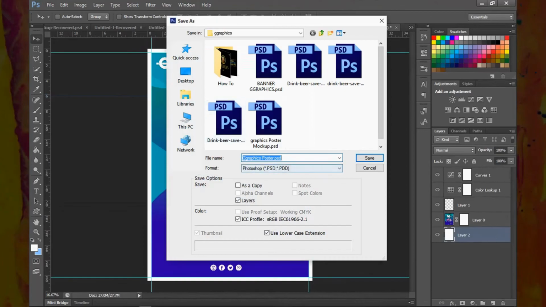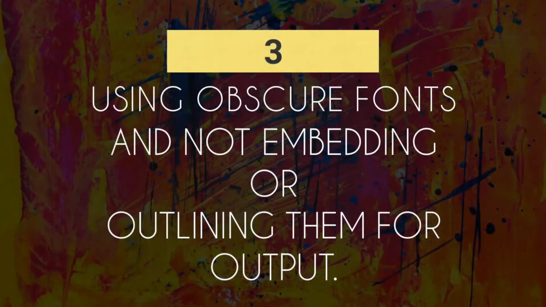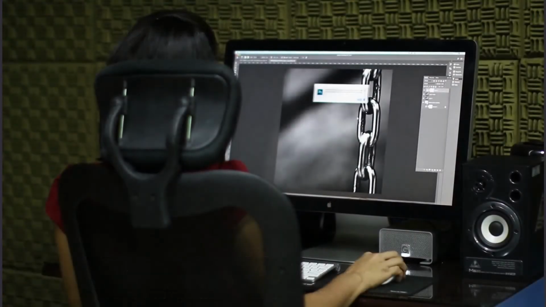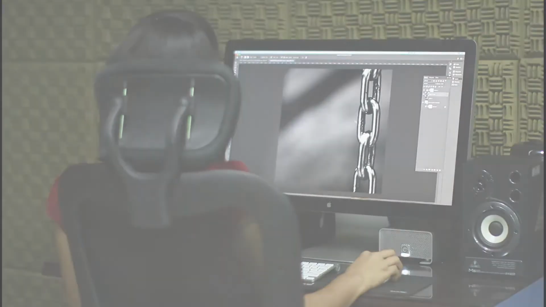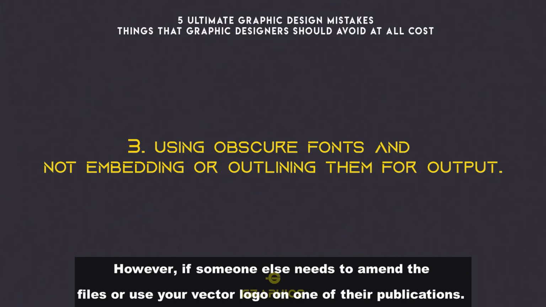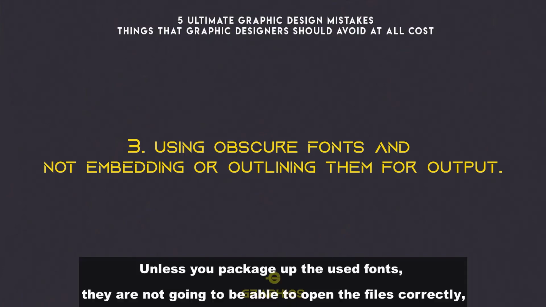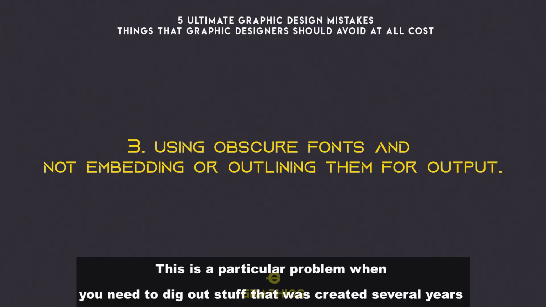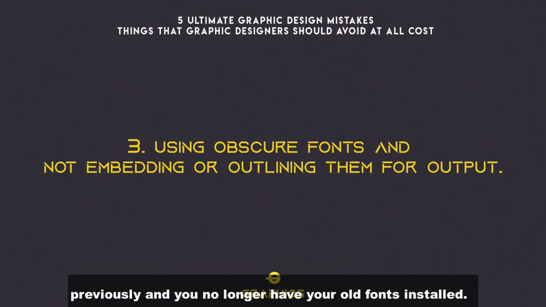3. Using obscure fonts and not embedding or outlining them for output. We've all been guilty of this at some point, and things are generally fine if you are going to be the only person accessing your artwork or documents. However, if someone else needs to amend the files or use your vector logo on one of their publications, unless you package up the used fonts, they are not going to be able to open the files correctly, and some software programs may replace any unknown fonts with a default. This is a particular problem when you need to dig out stuff that was created several years previously and you no longer have your old fonts installed.